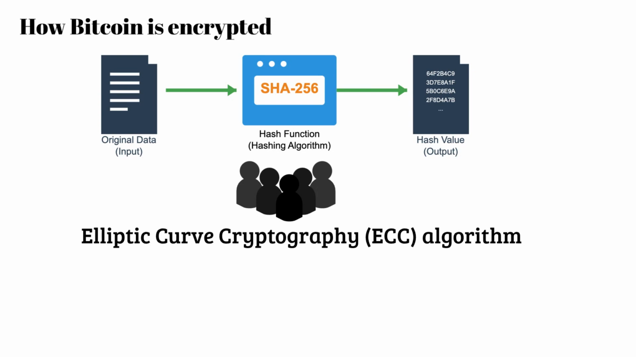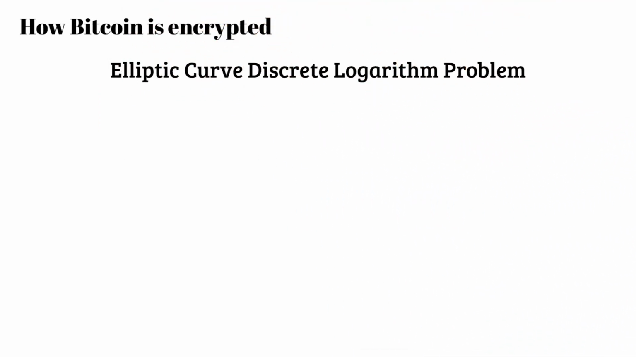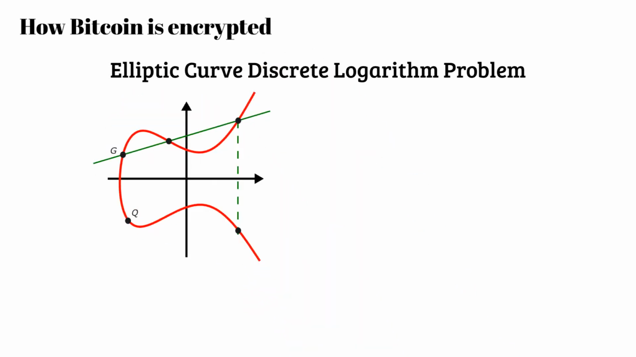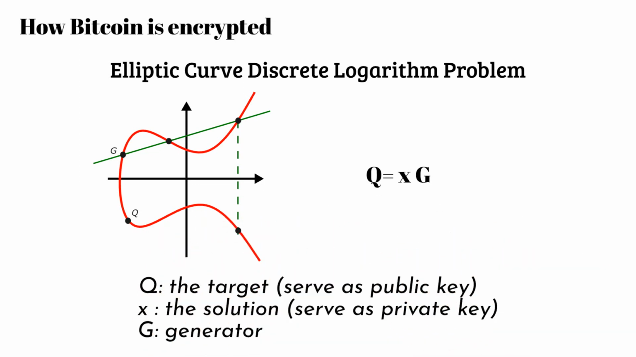Let's examine the core math behind ECC, which relies on the elliptic curve discrete logarithm problem. This problem is defined as: given an elliptic curve, a point G, and another point Q that is a multiple of G, namely Q equals xG for some integer x. In the context of cryptography, Q is the public key, x is the private key, and G is the public generator point on the elliptic curve. It is computationally hard to determine the integer x because no efficient method exists to reverse the process, and this difficulty is what secures ECC.